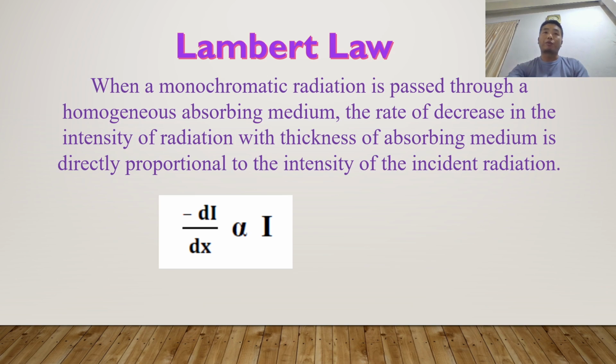Lambert Law. When a monochromatic radiation is passed through a homogeneous absorbing medium, the rate of decrease in the intensity of radiation with thickness of absorbing medium is directly proportional to the intensity of the incident radiation. dI divided by dx is proportional to I.